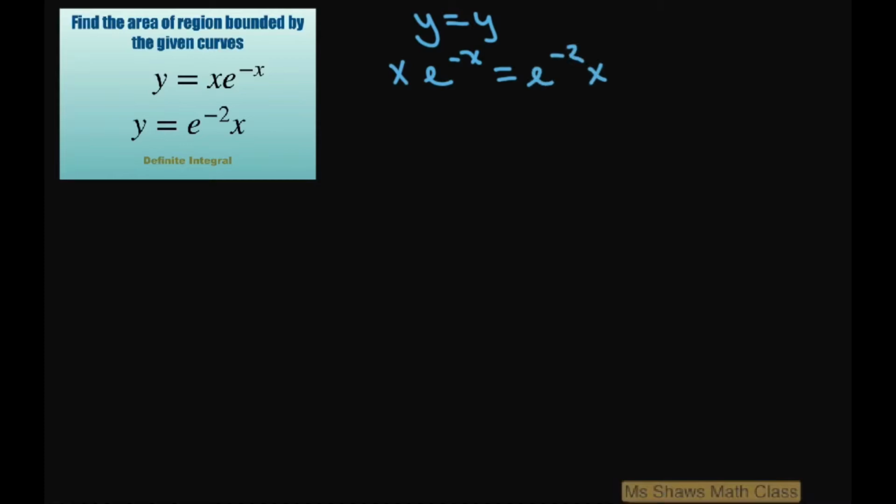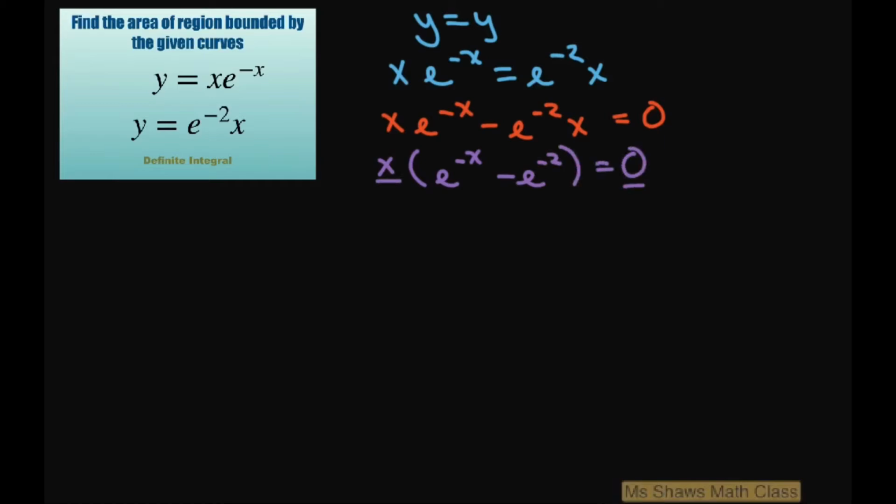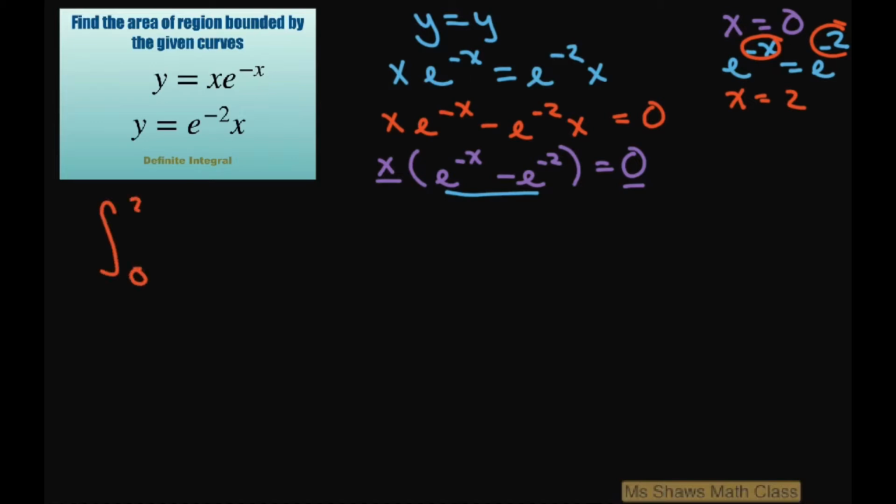Let's move everything over so we get x times e to the power of negative x minus e to the power of negative 2x equals 0. It looks like we can factor out an x. So you factor out an x, you get e to the power of negative x minus e to the power of negative 2 equals 0. For this piece, we just get x equals 0. And for this piece, we get e to the power of negative x equals e to the power of negative 2, so x equals 2. So this is our bounds. We're going to go from 0 to 2.